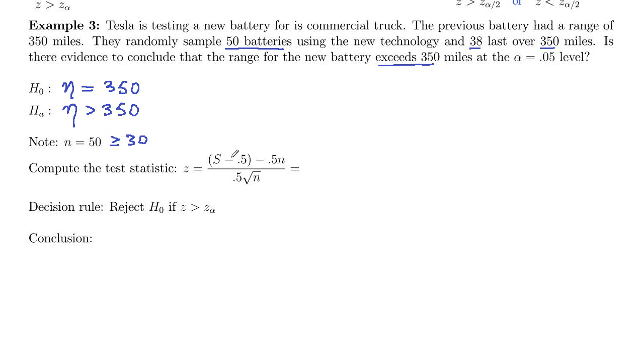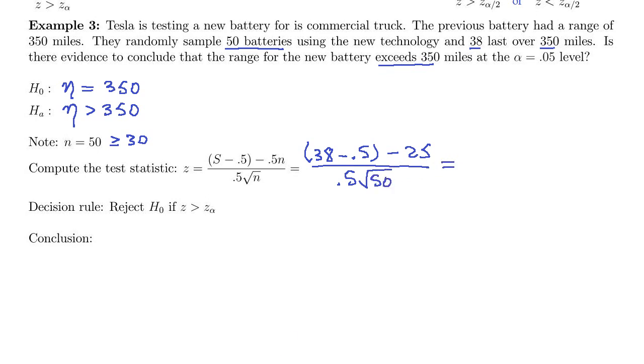So our test statistic now is going to be s minus 0.5 minus 0.5n over 0.5 root n. So our n is 50, and our s then is, they told us here that 38 of them lasted over 350. So that's our s, that's our successes. So this will be 38 minus 0.5. And then we subtract 0.5n, so half of 50, 25. And then in the denominator, 0.5 times square root of 50.